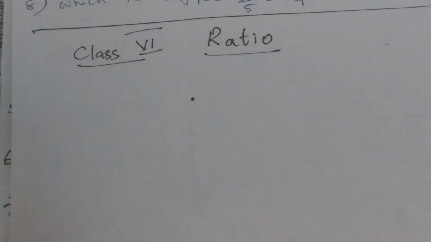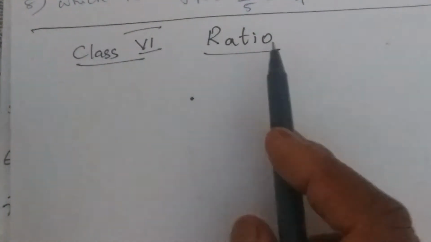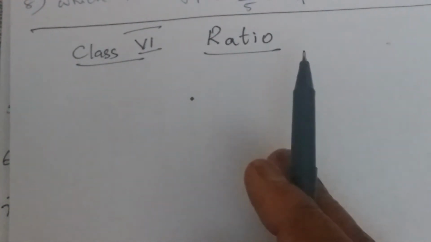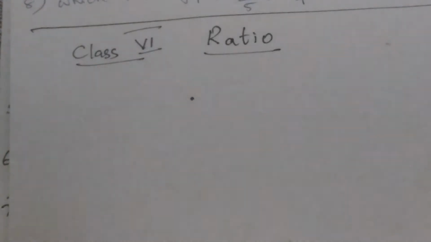In this video, we are going to see Class 6, Chapter 3, Ratio and Proportion. First of all, let us see what is a ratio. What is a ratio? To put it simply, it is nothing but comparing two things of the same unit.